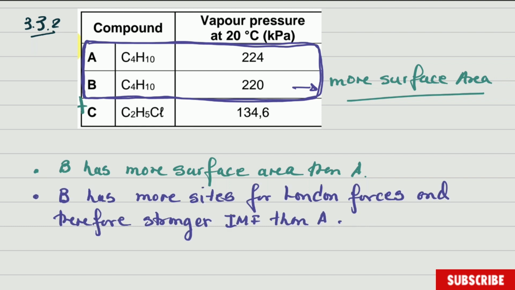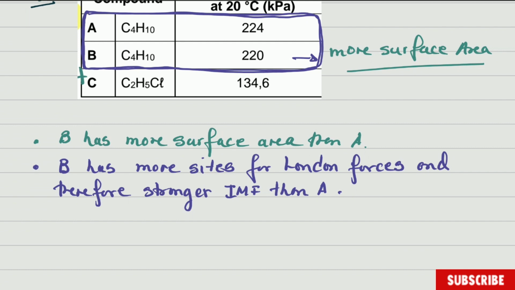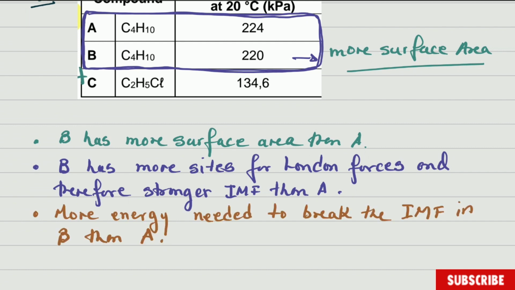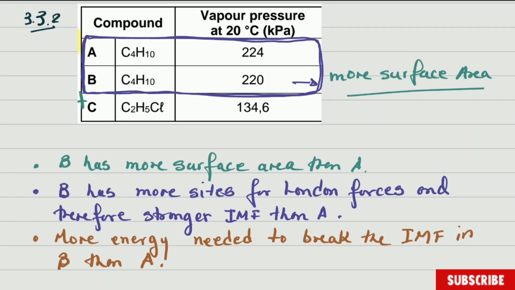Second important thing, B has more sites for London forces. Remember, they are alkanes, and the only type of intermolecular forces is London forces, and therefore B has stronger intermolecular forces than A. And we carry on. If the intermolecular forces are stronger, there is more energy needed to break them. Therefore, more energy is needed to break the intermolecular forces in B than A. Guys, that is the full explanation, and then you will end by saying that B has lower vapor pressure. That is the way they always want you to answer these questions.